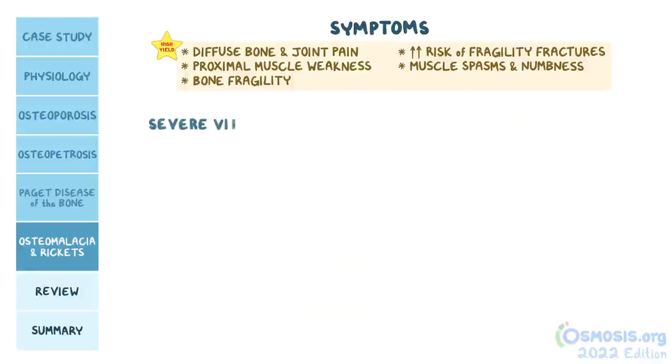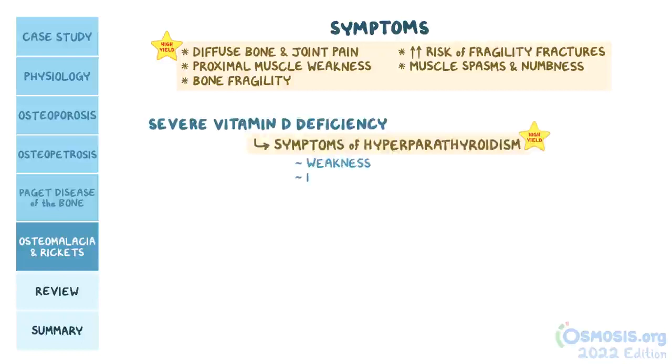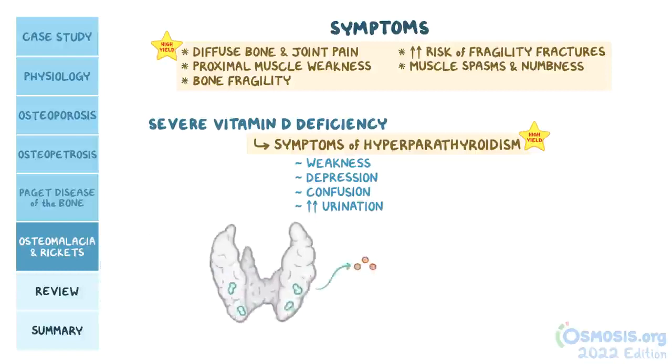Now, those with severe vitamin D deficiency might also present with symptoms of hyperparathyroidism, like weakness, depression, confusion, and increased urination. The parathyroid gland increases in size since it needs to secrete more parathyroid hormone as a result of low vitamin D and calcium levels.